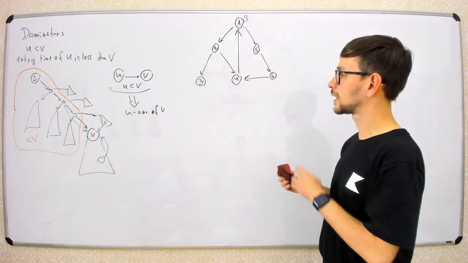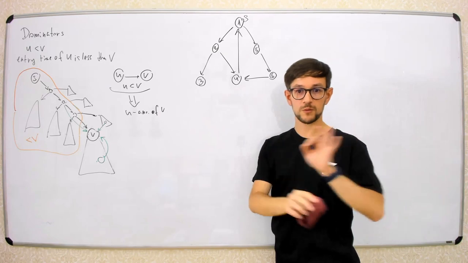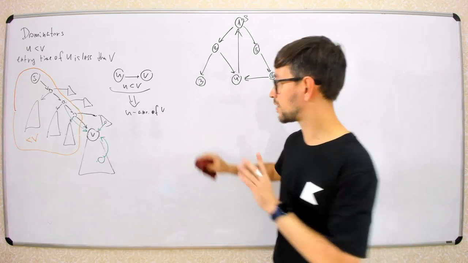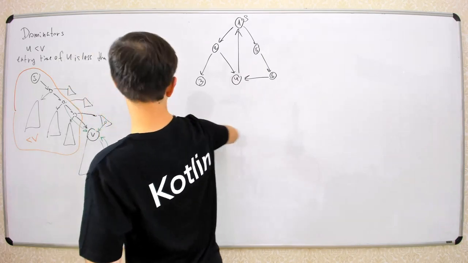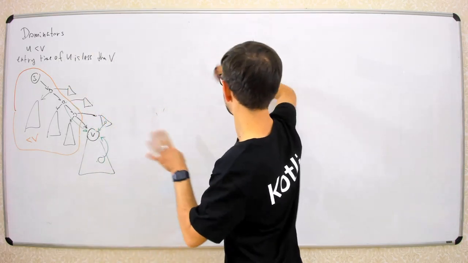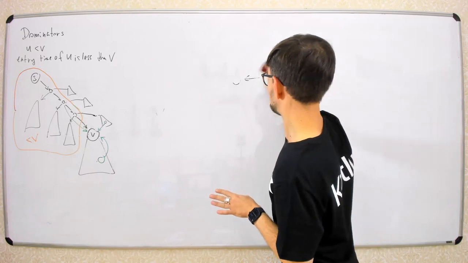Cool. Now I will prove one theorem, a very small theorem, the only one theorem. Everything else will be quite simple, almost. But I need one theorem to make all other proofs simple.